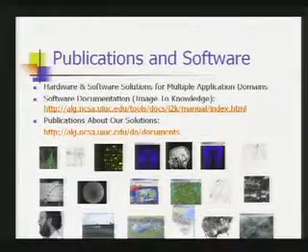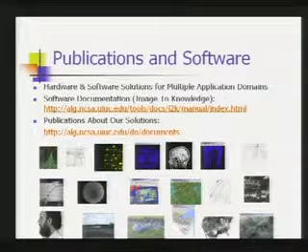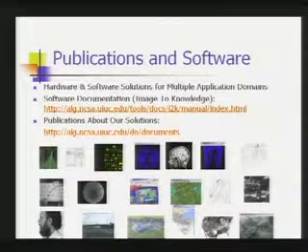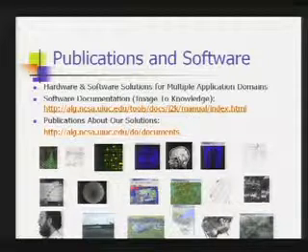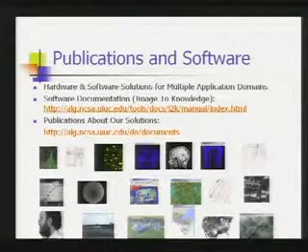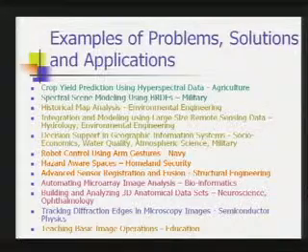In terms of publications and software, we try to document our work so we can disseminate our knowledge. There is a software tool called Image to Knowledge, and you can find the manual on our website. Also, there are many, many publications about our solutions. You can see the variety of pictures that I put here. Those are the types of data that we process from very different domains. And at the end of the presentation, I will show you what is common in all these domains.